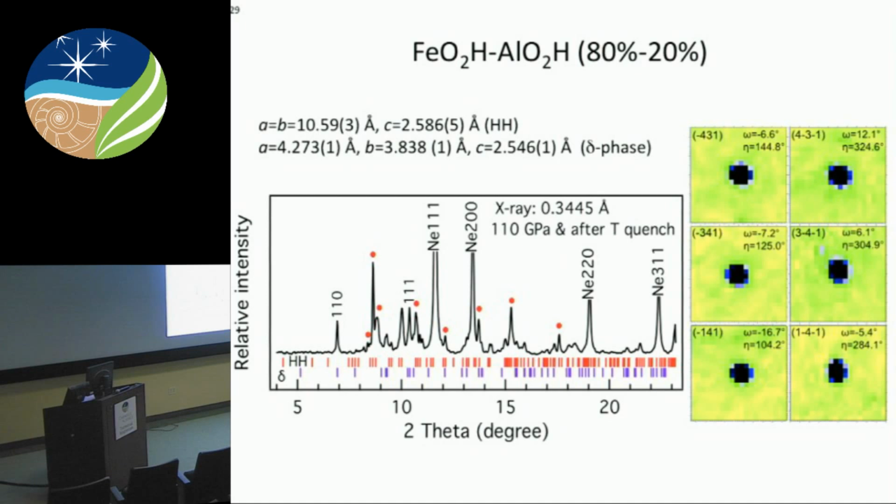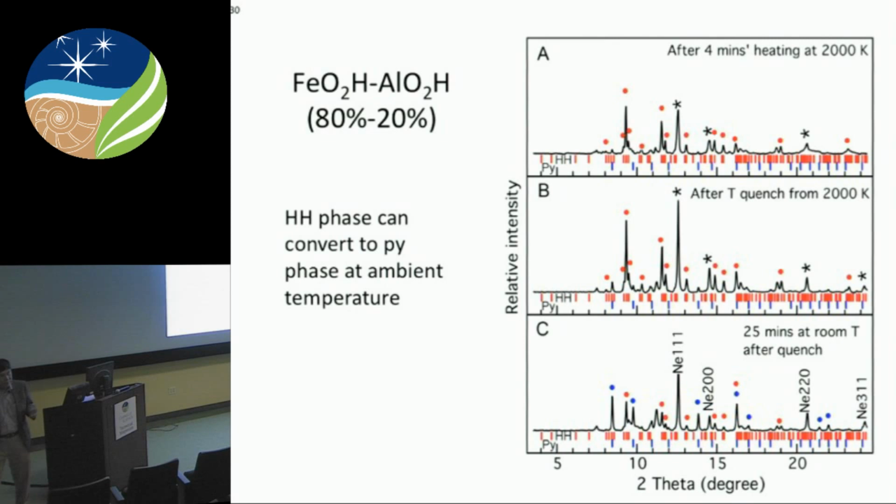The powder pattern just lets you compare with the other phases. Okay, so we get hundreds of spots from the single crystal, and we also found at least 50 single crystals of each phase, so this goes beyond doubt. This is iron with 20% aluminum, and we have an HH phase, and also we have the pyrite phase, the pyrite and HH phase.